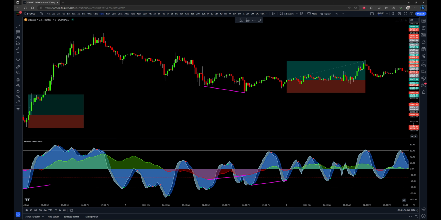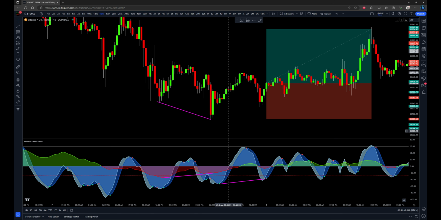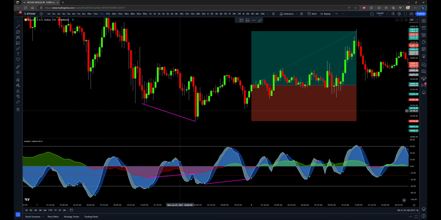Here's our next valid setup. So another bullish regular divergence. So we're looking at this coming down. We have our blue wave has gone oversold. And then we're looking for a higher low regular bullish divergence on the red money flow wave here. Lower low in price, but higher low on our red wave. And then we're looking for our higher low cross up on the blue waves.